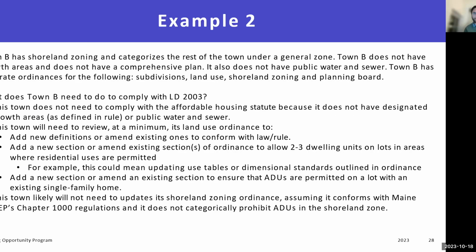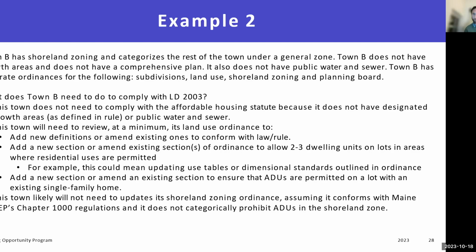Example 2 is Town B. Town B has shoreline zoning, and then they categorize the rest of the town under one large general zone. Town B does not have growth areas because they do not have a comprehensive plan. They also don't have public water and sewer. They do have specific ordinances that follow state subdivision law, some general use provisions under their general zone and shoreline zoning, and they have a planning board.